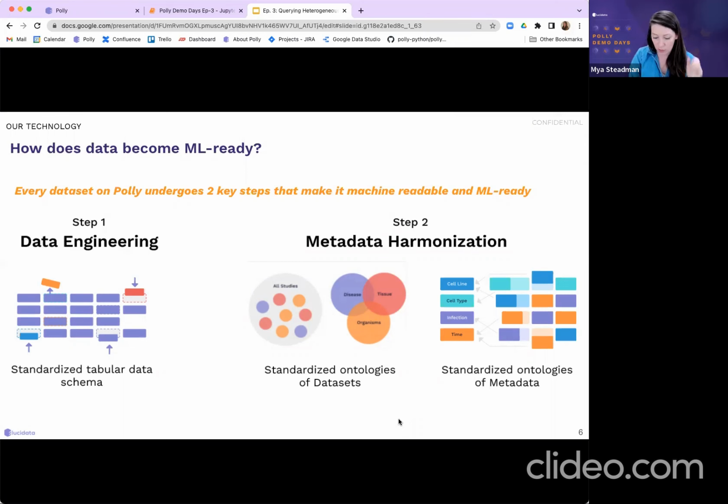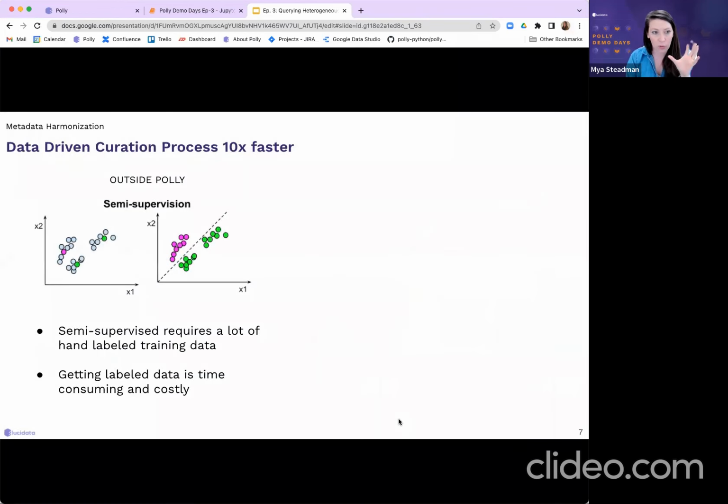Okay, so let's focus a little bit deeper. Let's dig a little bit more into the metadata harmonization. And Manimala, let's talk about what the process looks like. And we'll start with what's done outside of Poly. Yeah, thanks, Maya. So I'll spend a couple of minutes trying to explain what is done outside Poly, what is the industry convention, and then what we are trying to do at Elucidata.